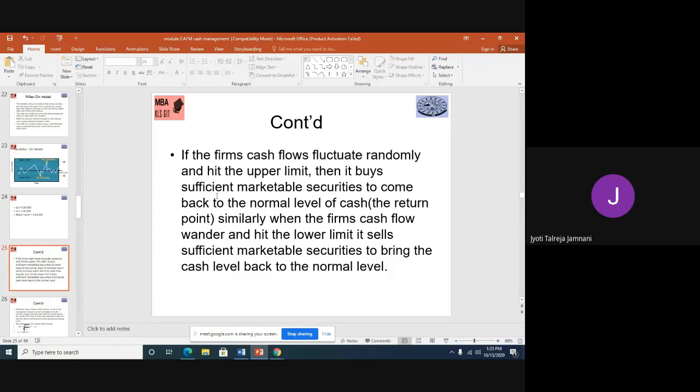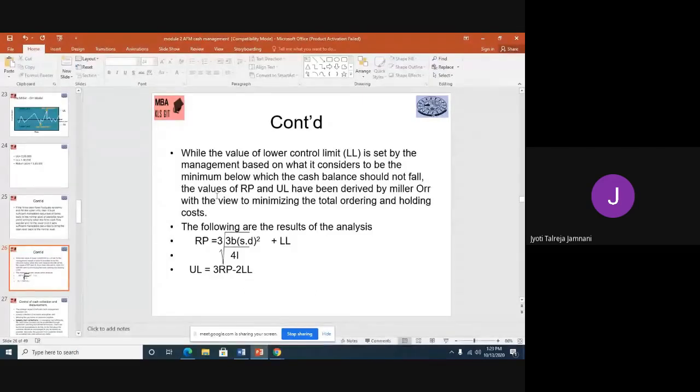Now, the very important thing is to find that Z, the return point, how much it should be. Like in the Baumol model, how we found the C value, how much should be the optimum cash balance. So here we have to find how much that Z should be. So if you could see the formula of the Miller-Orr model.